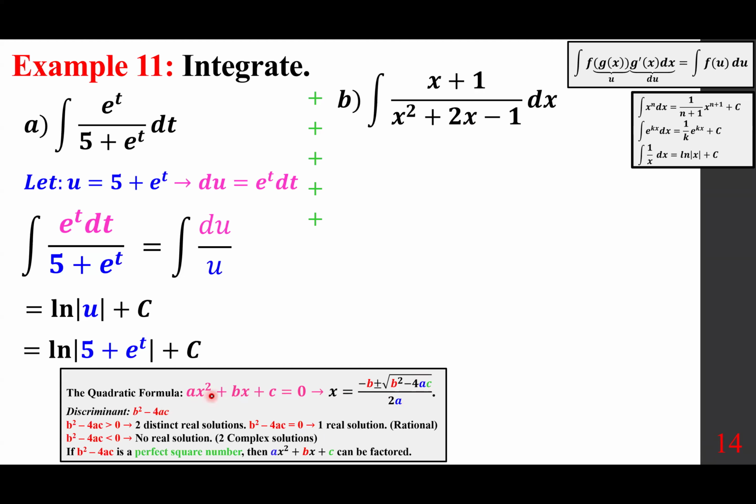B squared minus 4ac has a name. It's called the discriminant. When it's positive, you have two distinct real solutions. When it's 0, you have one real solution, which is rational. If it's negative, you have no real solutions. You have two complex solutions, a plus or minus bi.